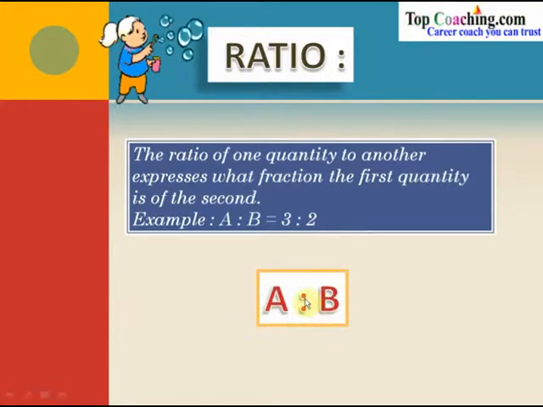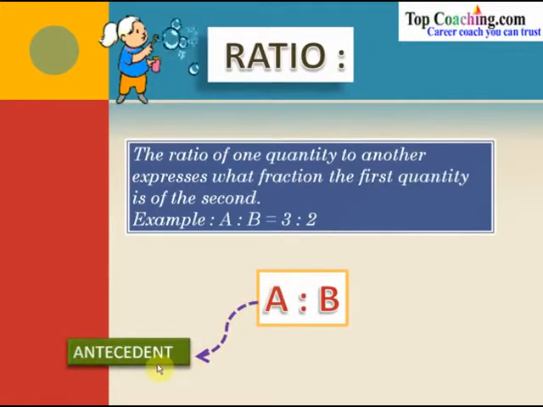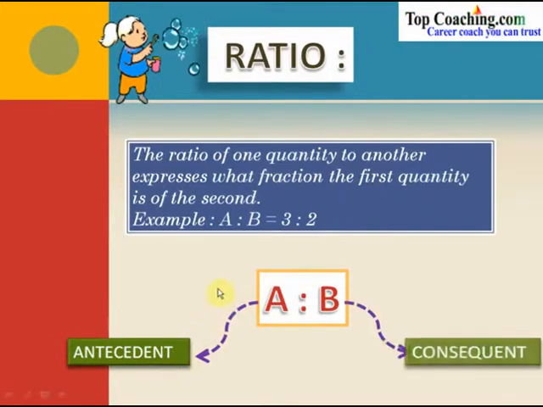Now A is to B, this is a very common notation. These two dots represent the sign of ratio. So let us say that this is any ratio A is to B. Now A is known as the antecedent and B is known as the consequent. A is the numerator and B is the denominator. This numerator A is known as the antecedent and B, which is the denominator, is known as the consequent.